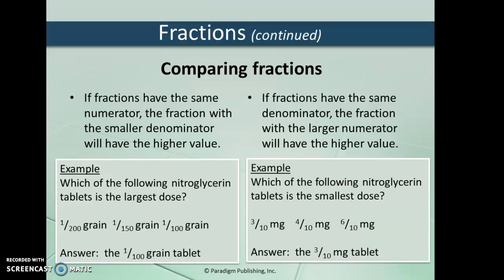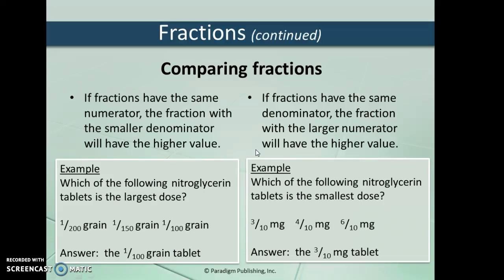Comparing fractions. If fractions have the same numerator, the fraction with the smaller denominator will have the higher value. For example, which of the following nitroglycerin tablets is the largest dose? 1/200 grains, 1/150 grains, or 1/100 grains? The answer is 1/100 grains, because the denominator is smaller.